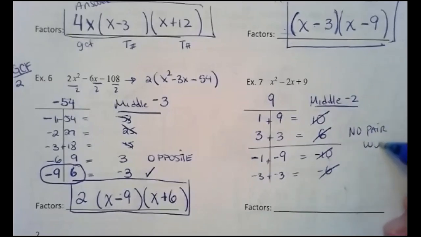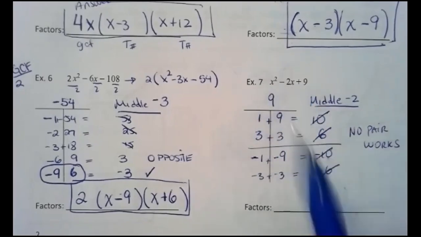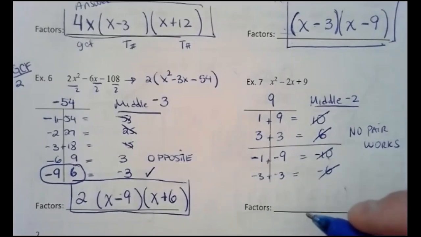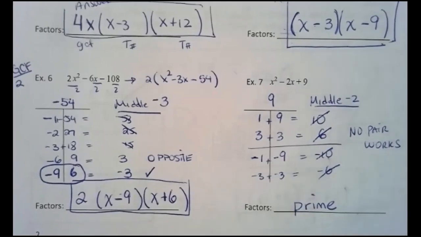When no pair works, what do we call it if you can't factor something? If you can't factor a number, like the number 17, we call that prime. This polynomial is prime. If it doesn't factor, then we would just not answer it. We tried the best we can to answer it, but this one does not have any answer to it.